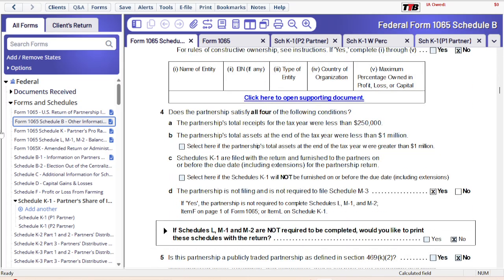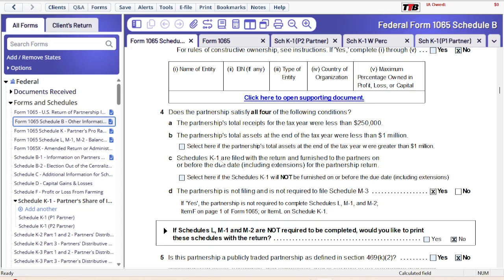So let's come back here. So we know what total receipts is. And the partnership's total assets at the end of the year were less than 1 million. So they say if your total gross receipts are less than 250,000 and your total assets are less than 1 million. And again, total assets will be your balance sheet total assets. And then you will click that if it's more than that.